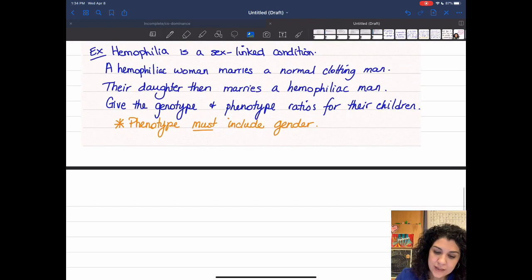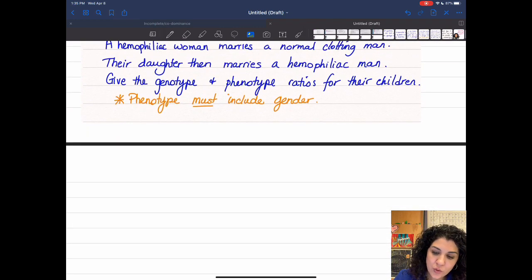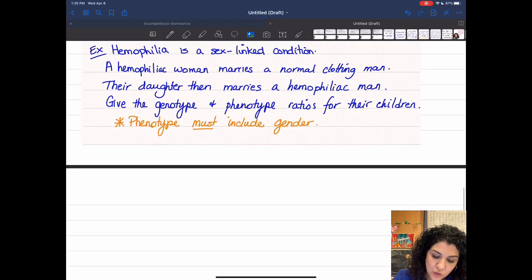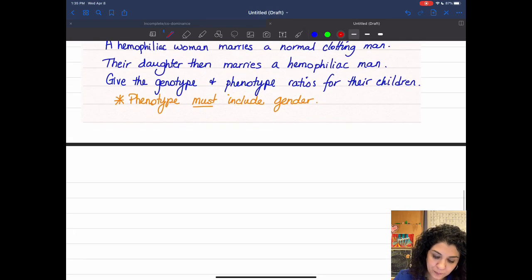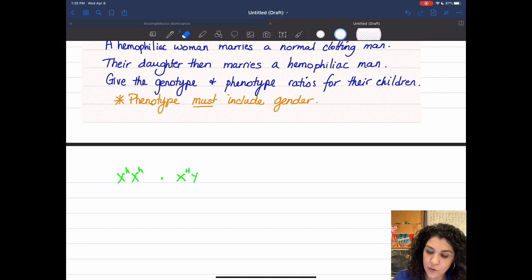Okay, so let's see. I have a woman who is hemophiliac. So she has hemophilia. These are the parents I'm dealing with right now. She's a hemophiliac woman, and I'm just going to use little h's for hemophilia. And she marries a normal clotting man. So she's being mated with a man who has normal clotting. And if you want, you can make a little legend. You can say X, big H is normal.